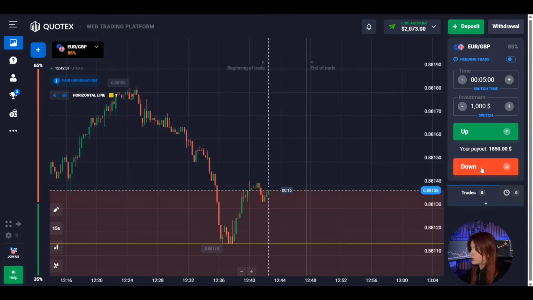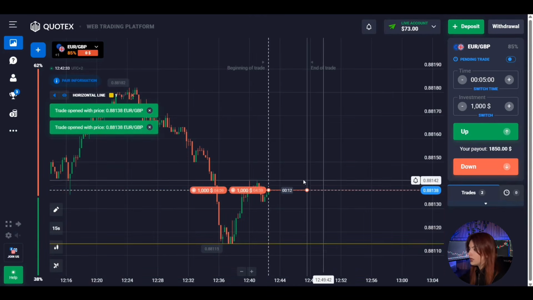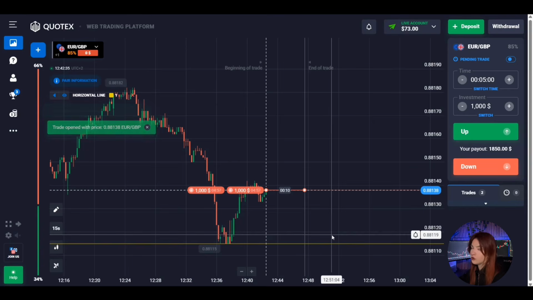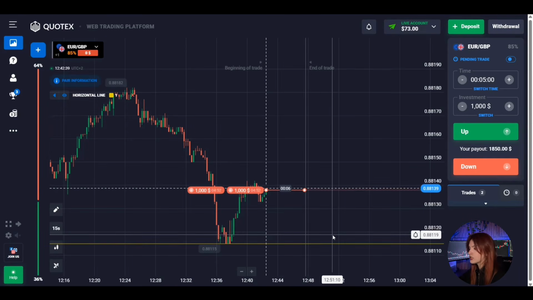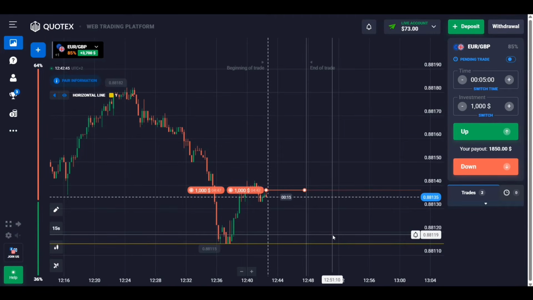Well, we fulfill the specified conditions and press the red button. Guys, for sure, the price will continue to move down to the support level. It is on this downward movement that we will try to make money here. And so, my dear traders, let's wait for the end of our deal.